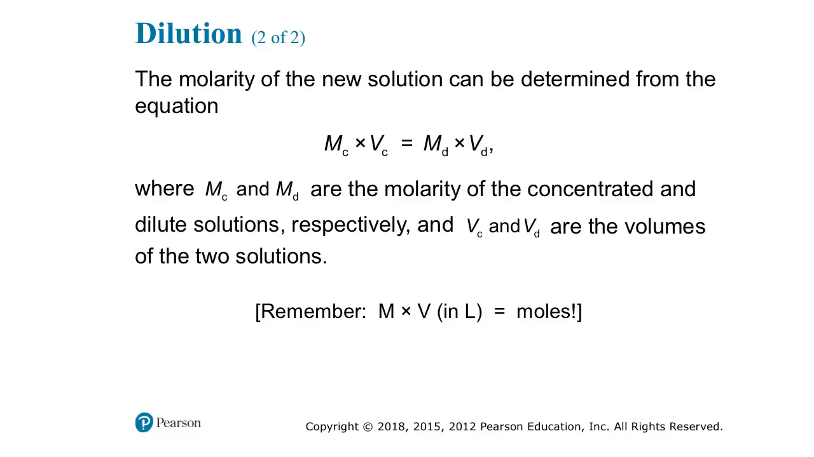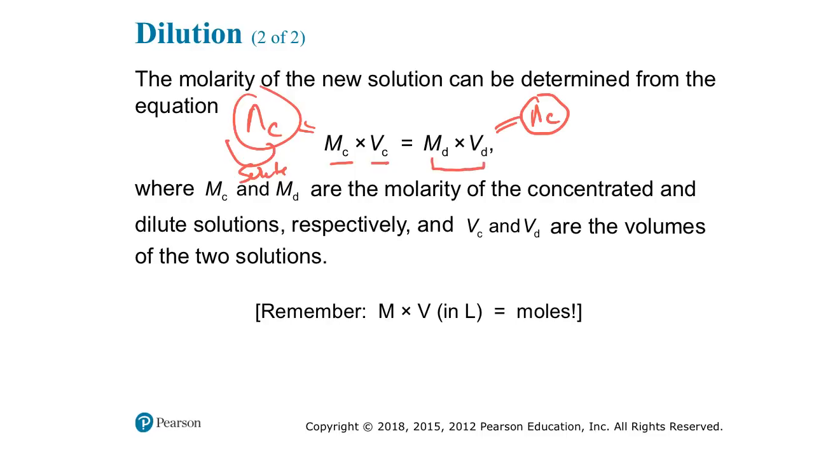So a dilution equation that we can use is that our MC times our VC, the molarity times the volume, is equal to the number of moles in our concentrated solution. So we take a concentrated solution, take the molarity, moles per liter, times the volume, liters. That gives you the moles of the solute in that concentrated solution. That's not changing when we get to the final diluted volume by just adding the pure water to dilute the mixture. So it's equal to the same number of moles.